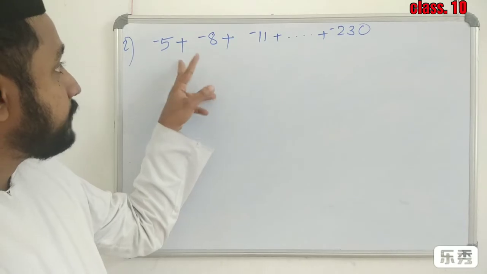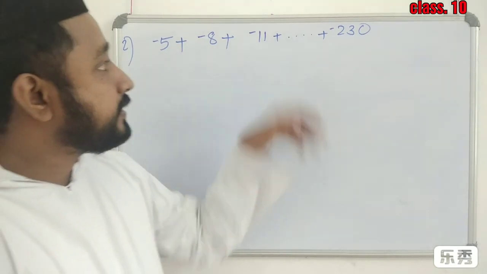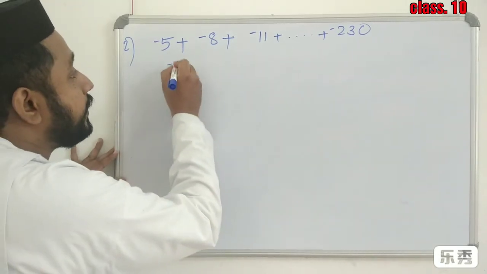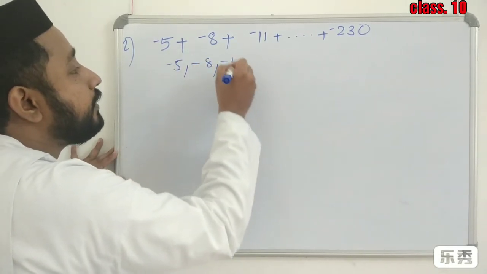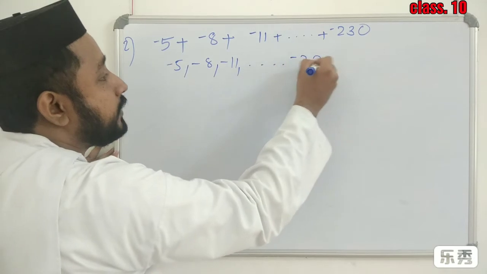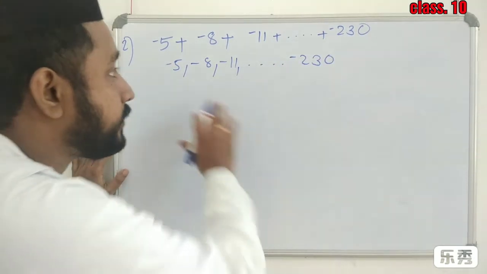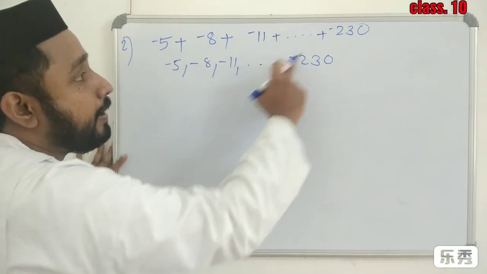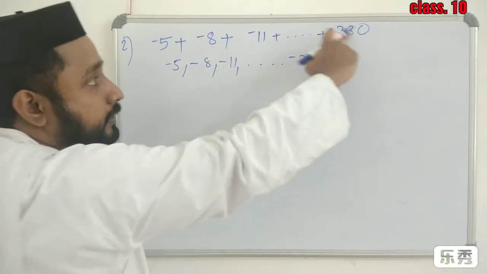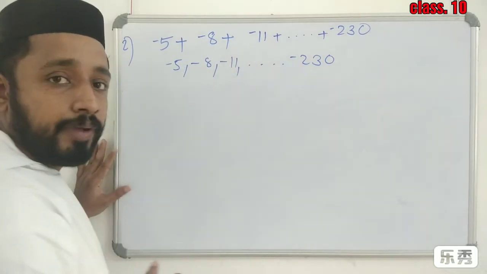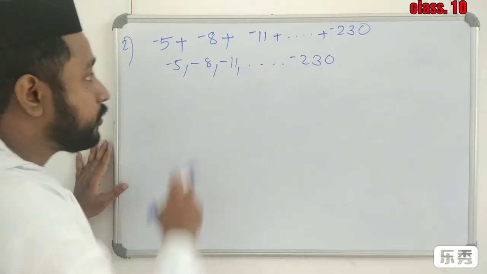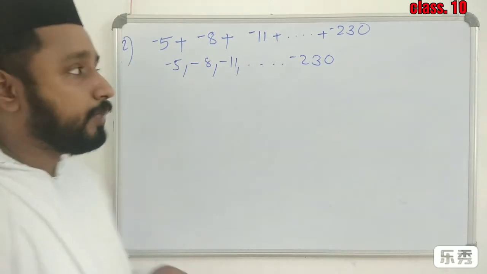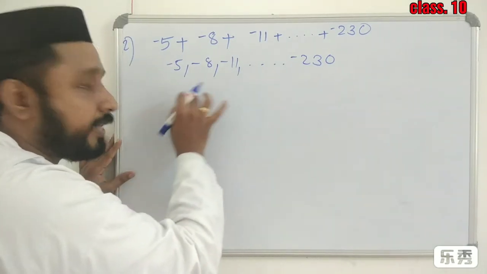Find the sum of minus 5 plus minus 8 plus minus 11, etc., minus 230. This is an AP: minus 5, minus 8, minus 11, etc., minus 230. We have to find the sum of this AP, but we don't know how many terms are here. We have to find out how many terms are here. From this AP, we can write the given things.